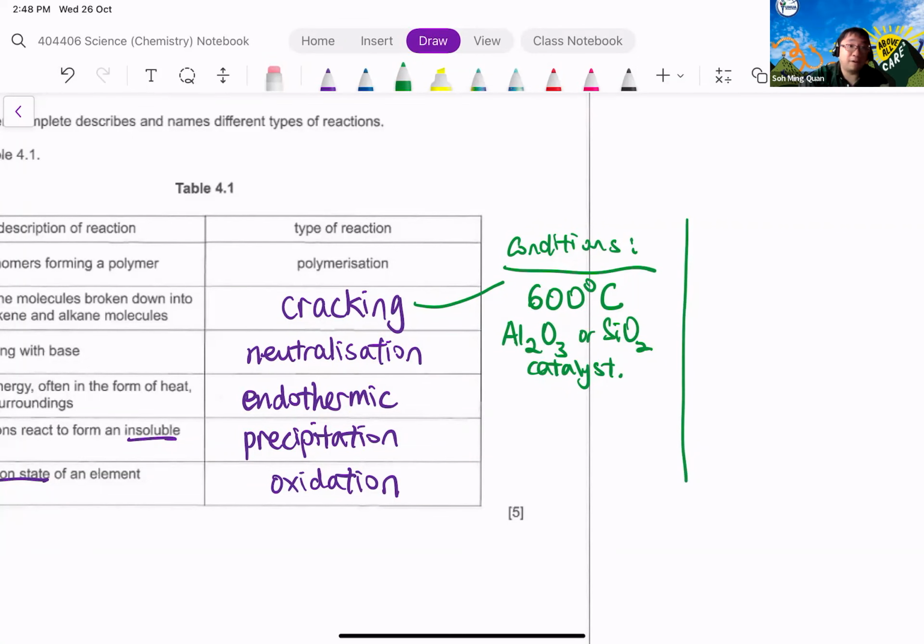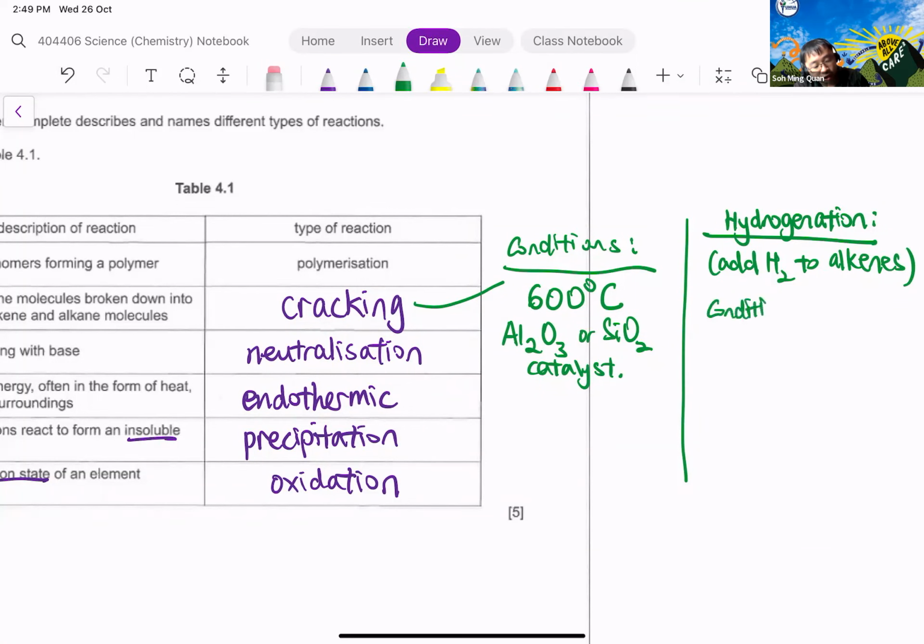Now, just now we talked about fermentation. Fermentation of glucose, temperature is 37 degrees. Okay, you need yeast. How about another reaction? Hydrogenation. Remember, hydrogenation is when you add hydrogen to alkenes, right? Hydrogenation is another important reaction you must learn. What are the conditions for hydrogenation? Again, you have certain temperature, right? Hydrogenation, what is the temperature required?